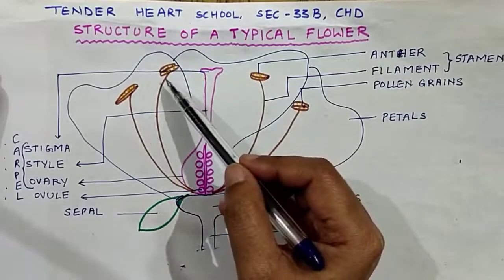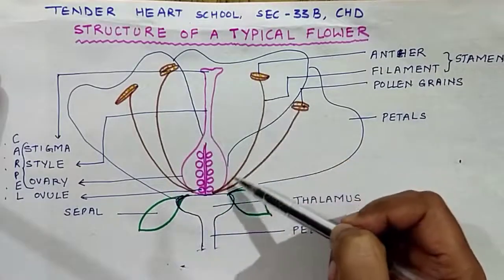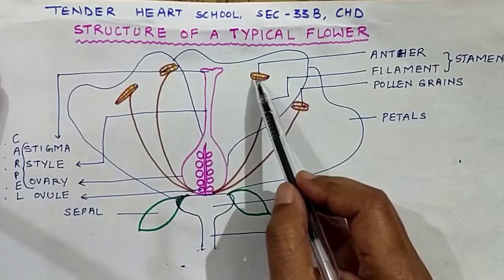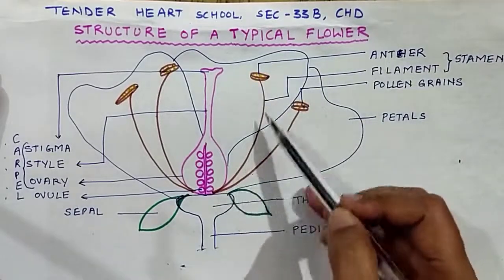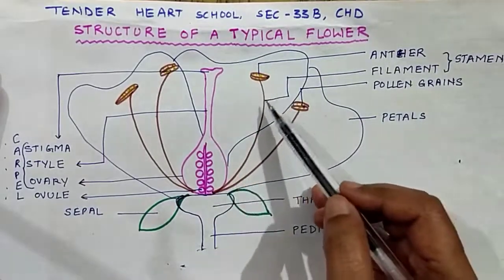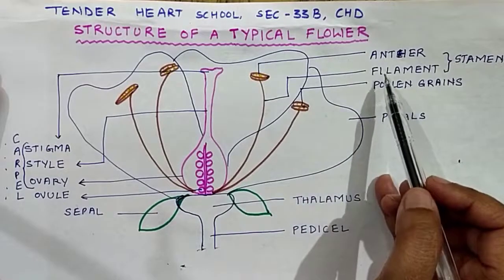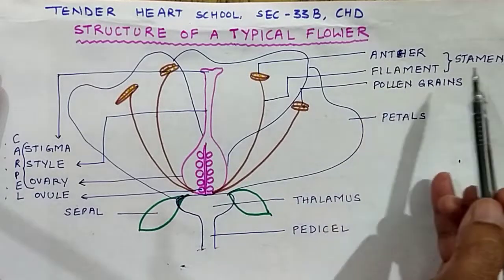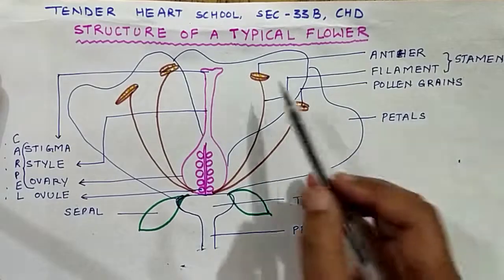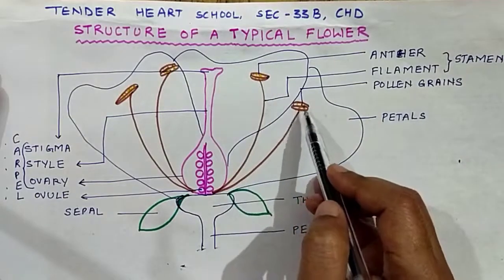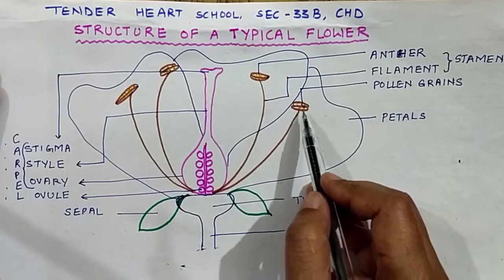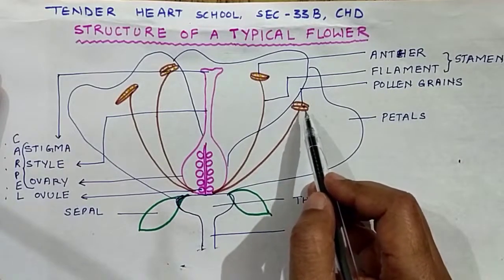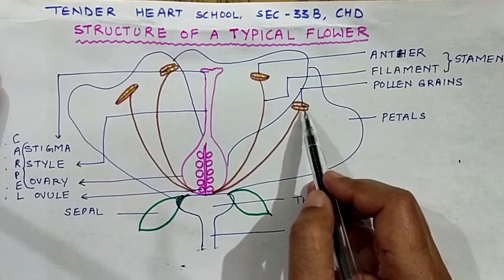In the male part, we have the stamen. Stamens have the upper part, which is called the anther, and the lower part is called the filament. Anther and filament together are forming the stamens. Inside the anther, we have the yellow powdery substance, which is called the pollen grain. Pollen grains are the male reproductive cells which are present inside the male reproductive organ, that is the stamen.